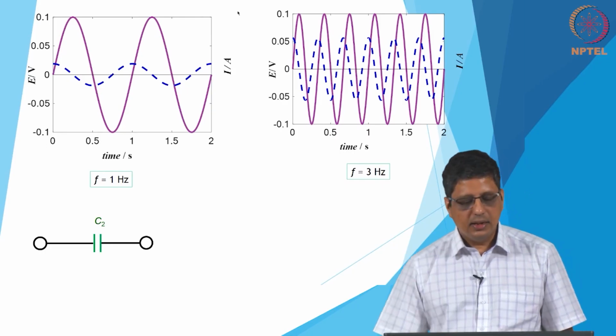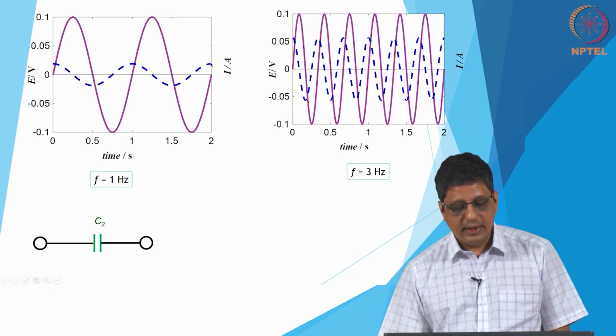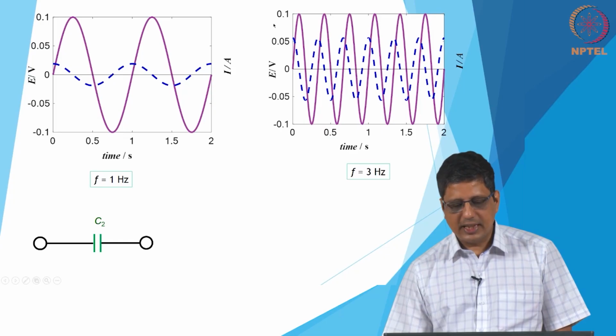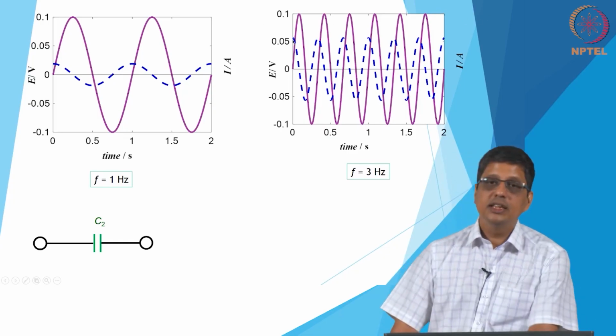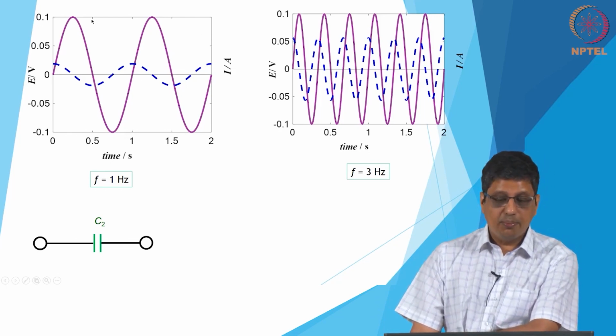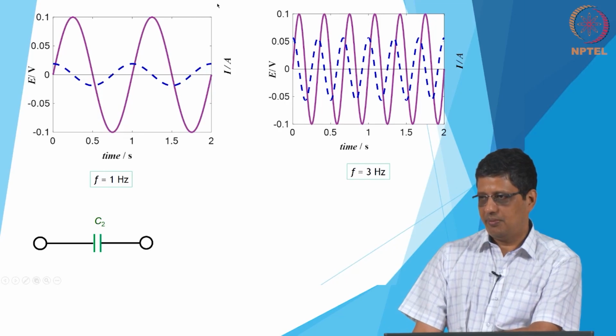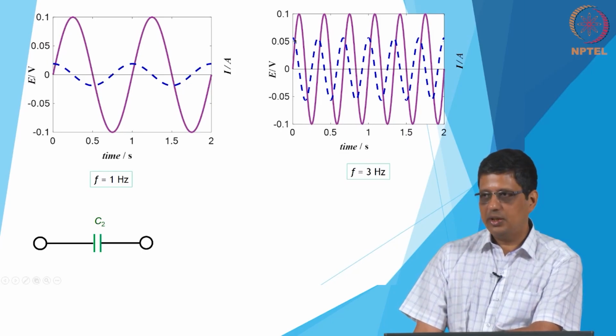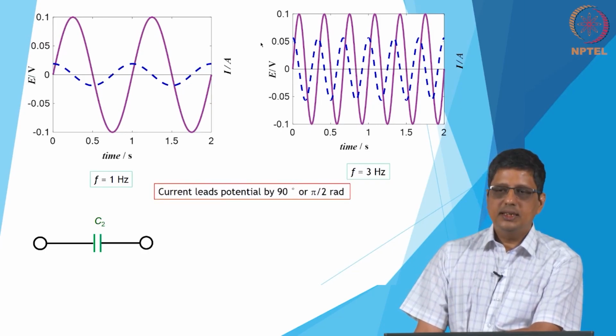You also see that the magnitude here is smaller compared to the magnitude here. These are drawn at the same scale, although I have not given you the numbers. So, at higher frequency we get more current for the same potential. The peak potential is 0.1 volt here, peak potential is 0.1 volt here, but the current value is low here compared to a high value here. So, the first point to note is that current leads the potential by 90 degrees.